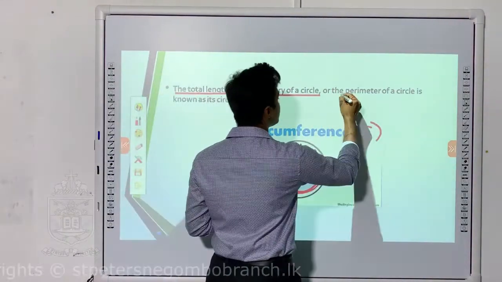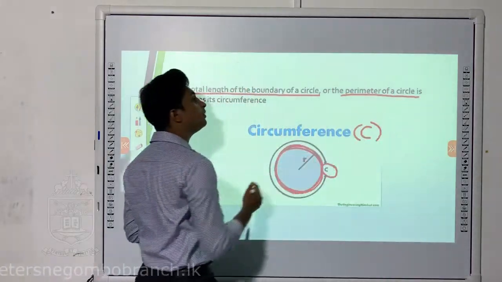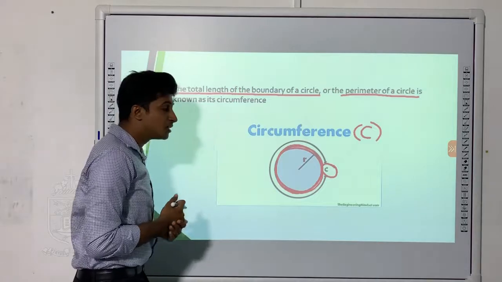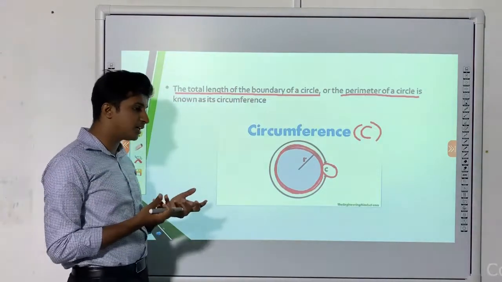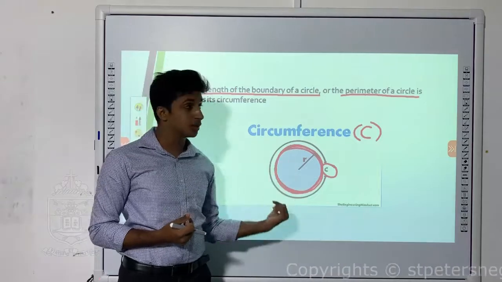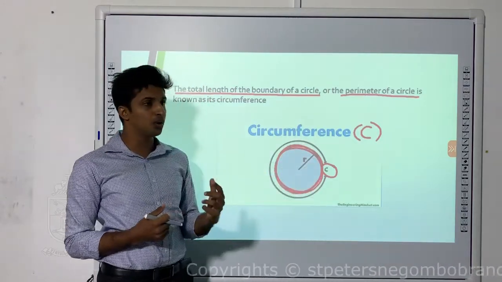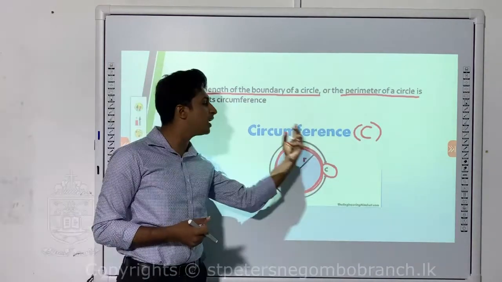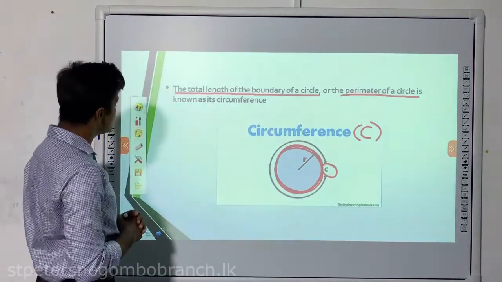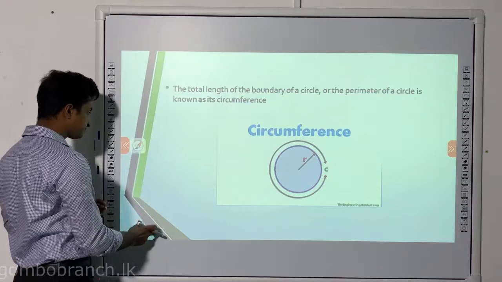Or it can also be called the perimeter of a circle. The total length of the boundary is anyway the perimeter. So circumference can be defined as the total boundary around the circle, or you can say it is just the perimeter of the entire circle.